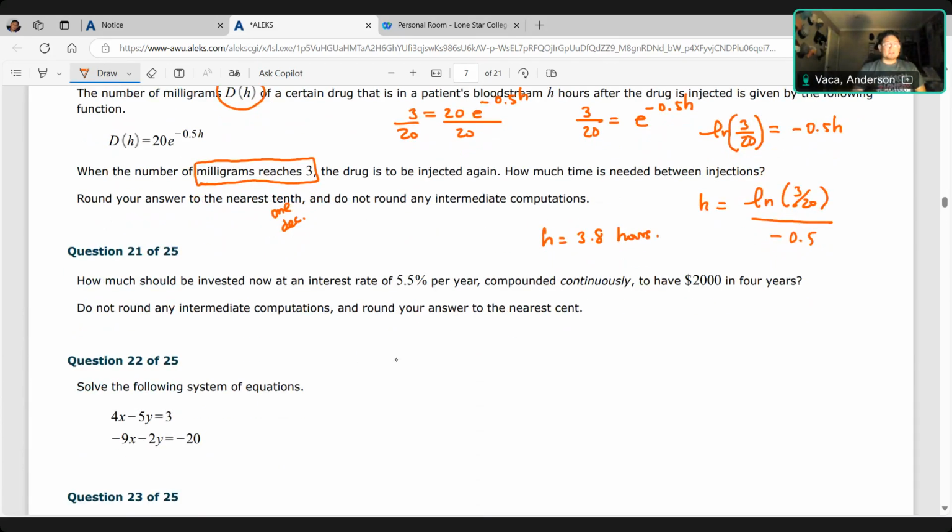Number 21, how much should be invested at a rate of 5.5% per year, compounded continuously? Okay, that's a key word right there. A is equal to the principal times e raised to the power of r times t. So how much should be invested now? How much should be invested now? This is what we're looking for. When the following interest rate compounded continuously to have 2,000 in 4 years. Oh, to have 2,000 in 4 years.